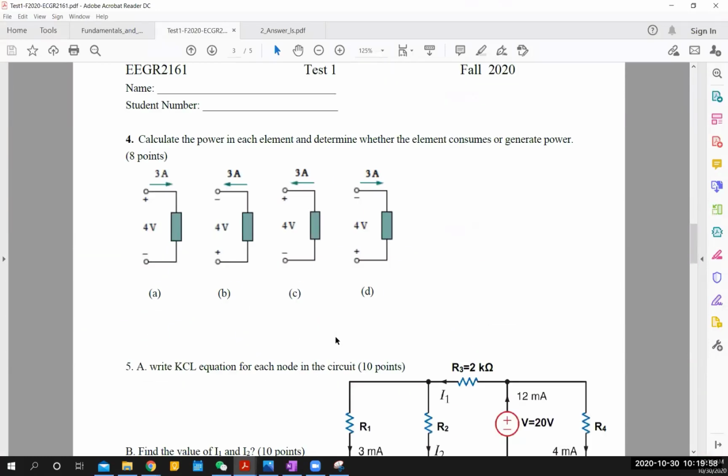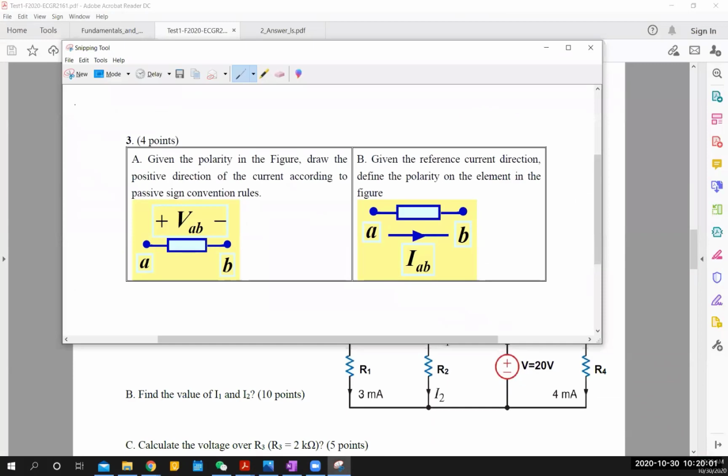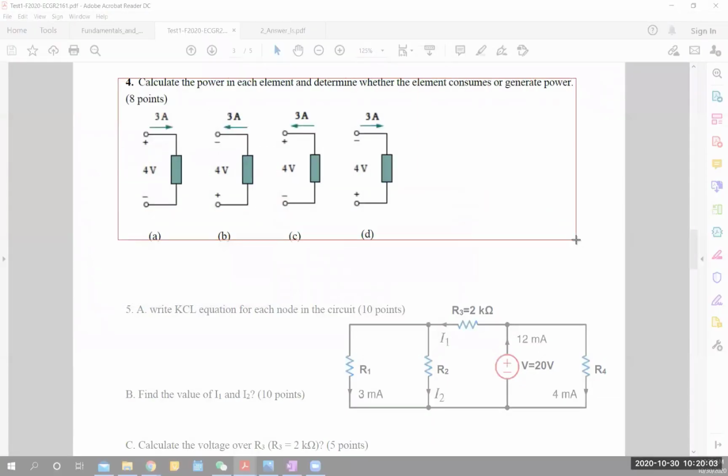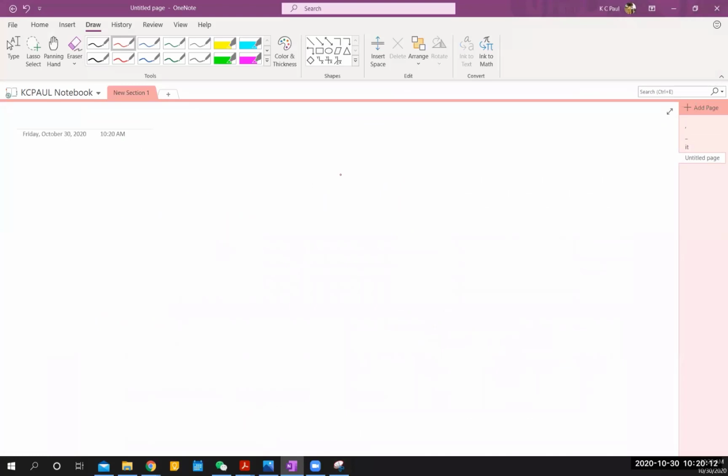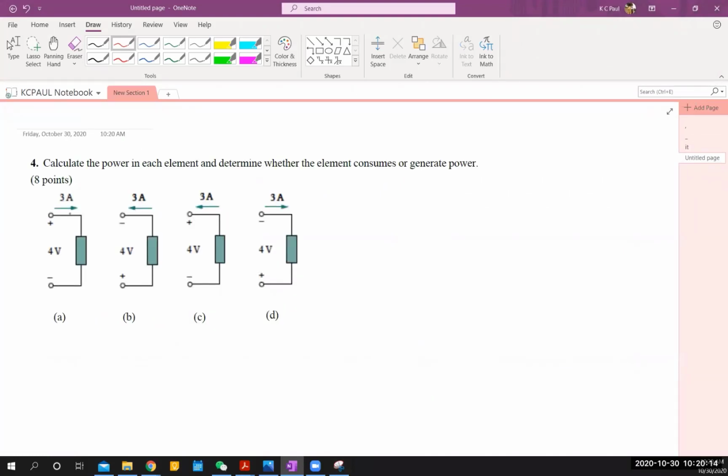Now come to this problem. This one, again, is the sign convention. For this problem, what we are expecting you to give is to calculate the power in each element, the first portion. And the second portion, determine whether the elements consume or generate power. Some of you have made mistakes. Even with that mistake, I have provided full points, but some of you have not.